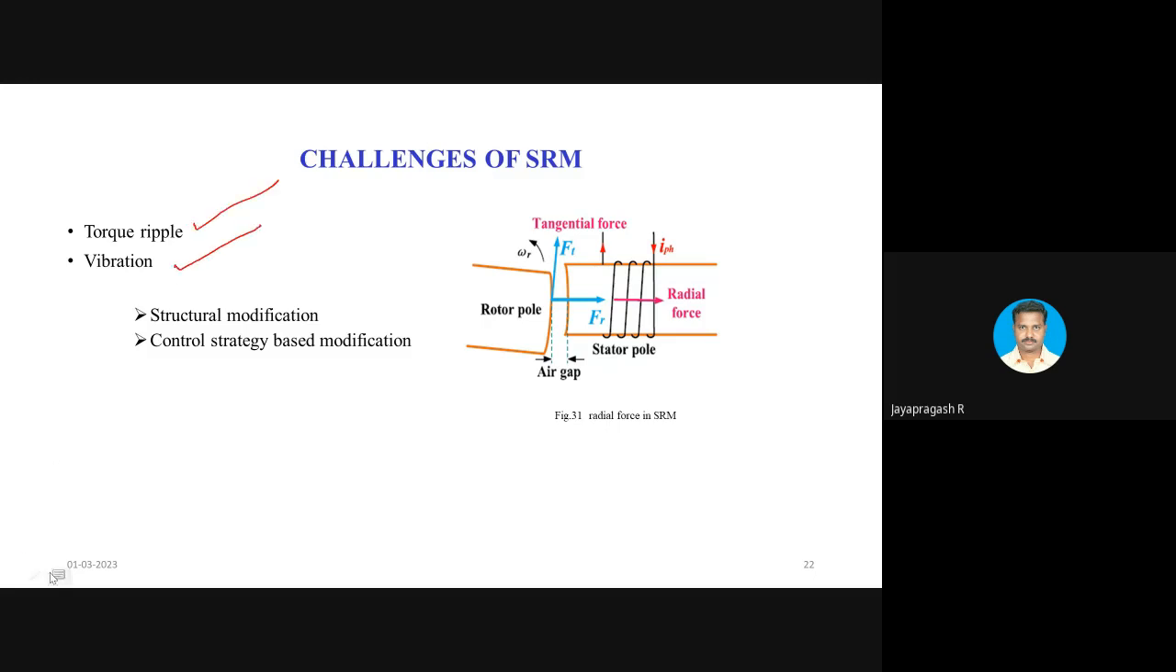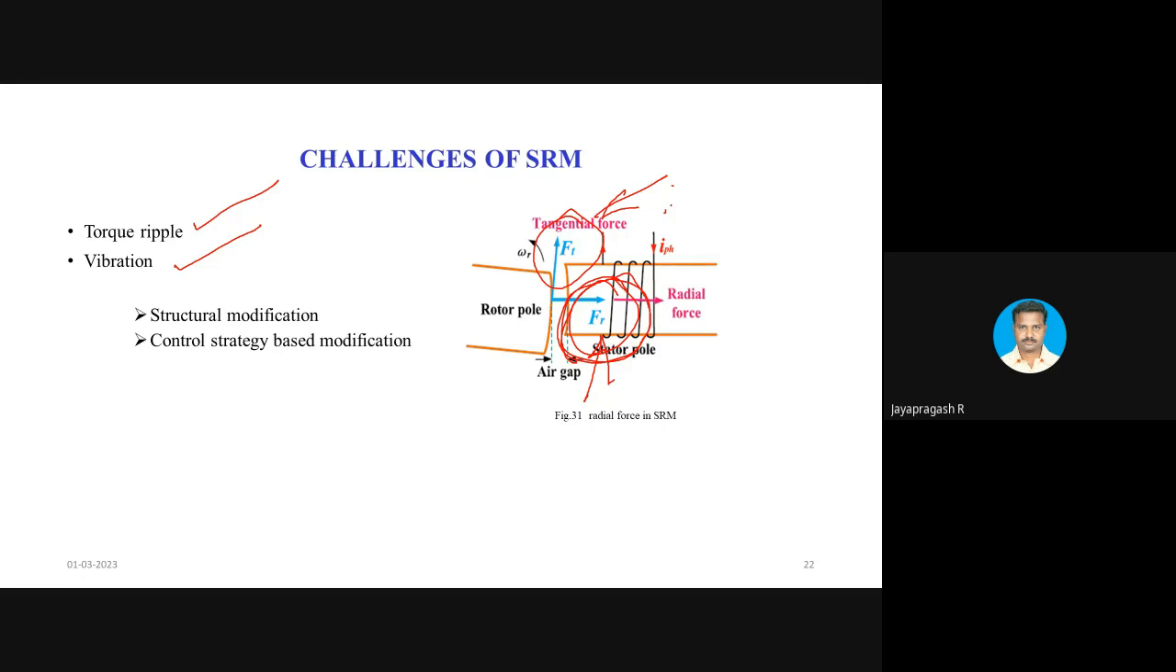Not only SRM, for all machines the force produced can be divided into two components. One is the tangential force, another one is the radial force. Tangential force is responsible for the torque production, whose variation will give you torque ripple. And the radial force is responsible for the vibration of the machine. So while designing the machine, it is our responsibility to reduce the radial force contribution, because radial force is the responsible factor for the vibration of the machine.